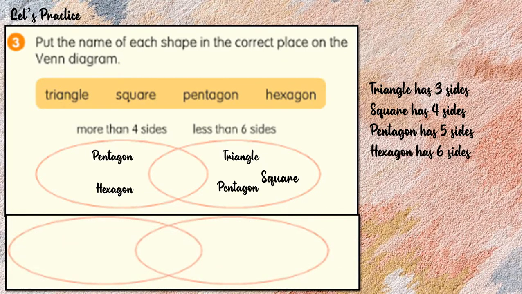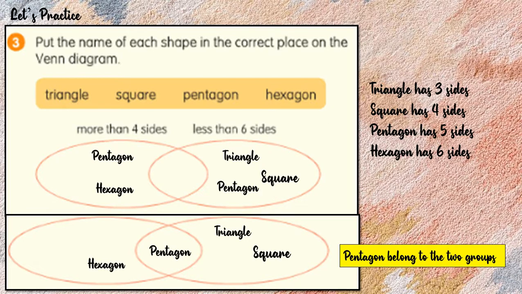So, from the information above, it can be concluded that pentagon belong to the two groups. Jadi, dari Venn diagram di atas bisa disimpulkan bahwa pentagon itu merupakan bagian dari kedua grup tersebut. Grup pertama ada pentagonnya, grup yang kedua juga ada pentagonnya. Jadi, pentagon diletakkan di tengah-tengah.